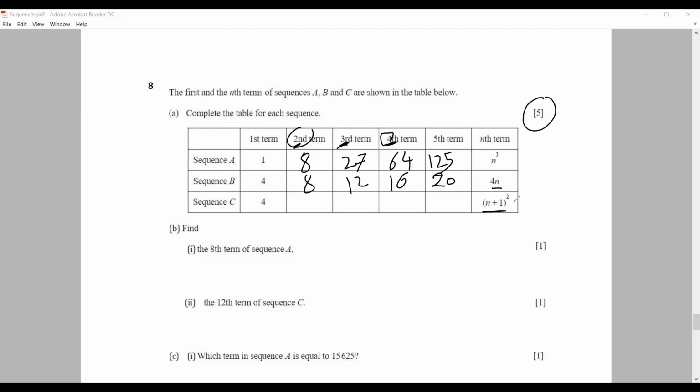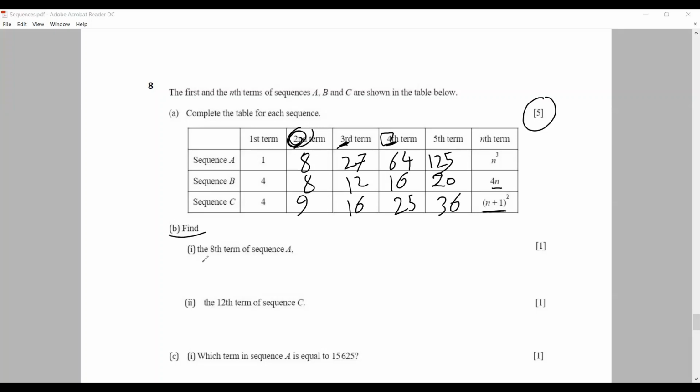Now n plus 1 squared. So n is 2. When you add 1 to it, 3. 3 squared, that is 9. 4 squared, 16. 5 squared, 25. 6 squared, 36, right? So you don't even need a calculator for that. You can do it quickly.